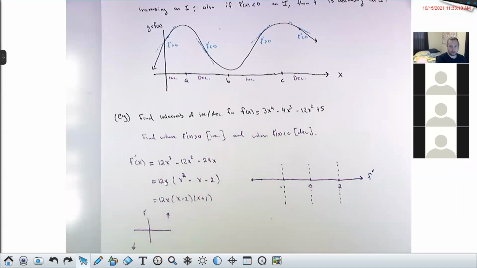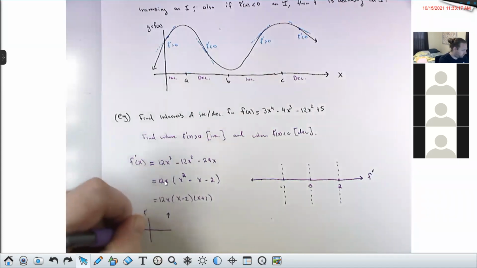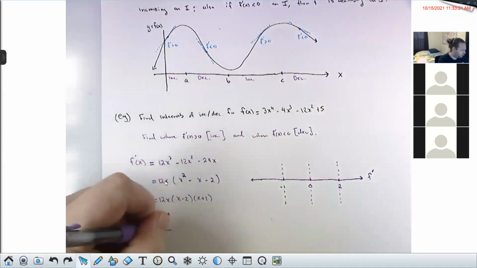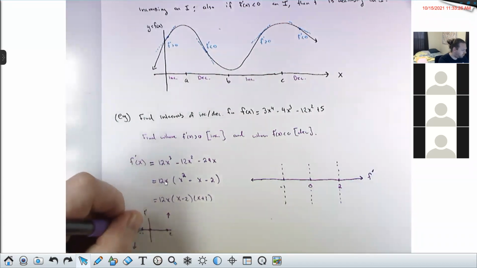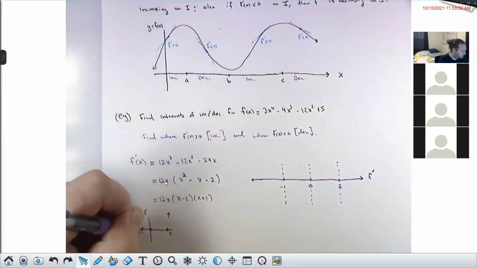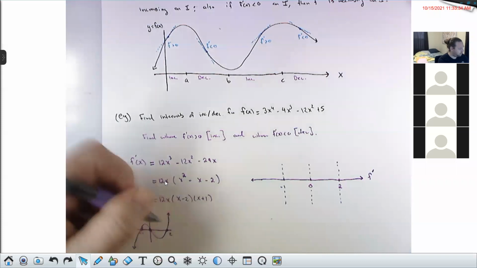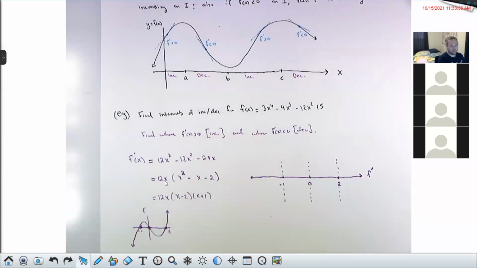You guys remember graphing polynomials from pre-calculus? I can plot those roots here, -1, 0, and 2. And then since they're each multiplicity 1 roots, we're going to cross the x-axis at each of those. So here's the graph of f prime. It's actually really easy to come up with because f prime is easy to factor.